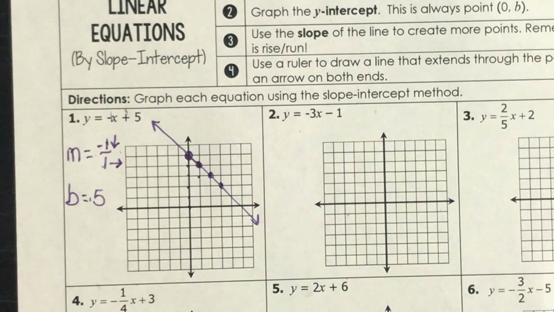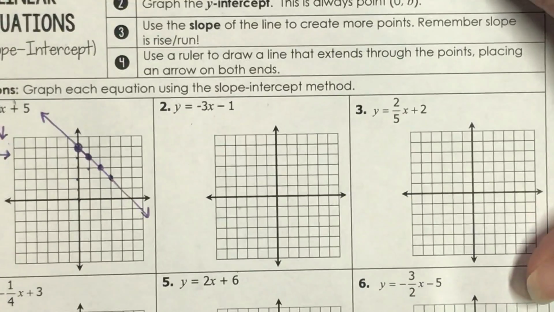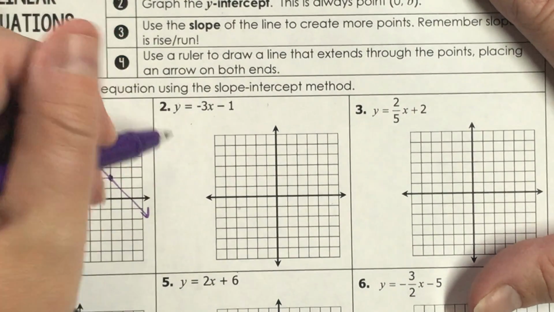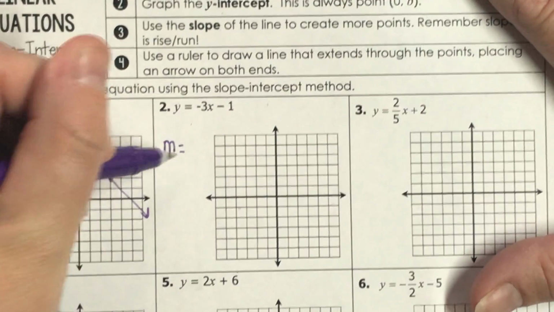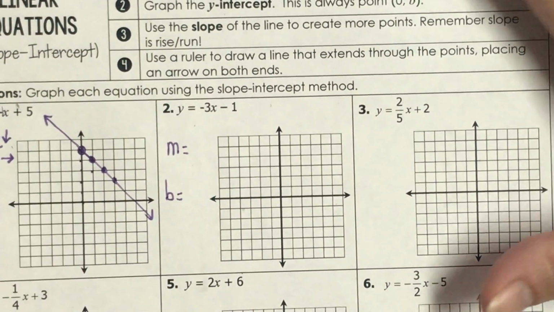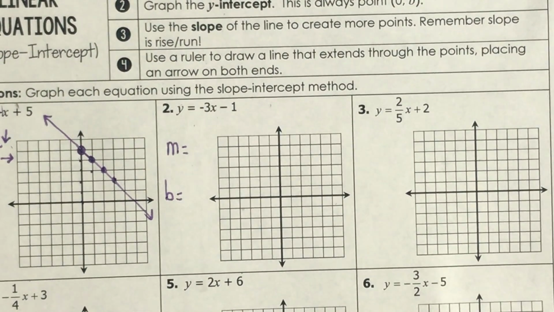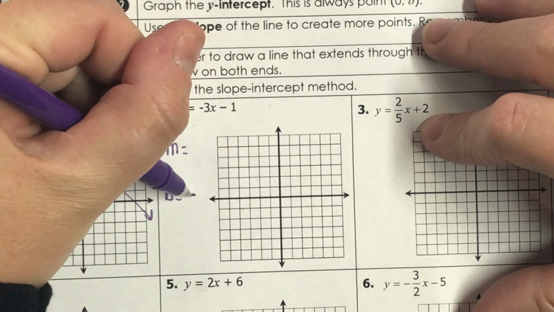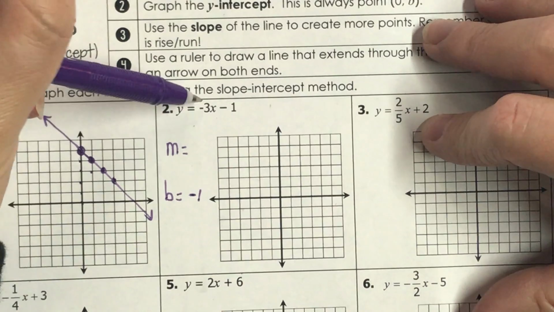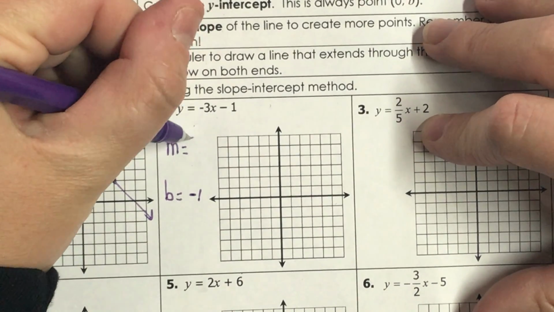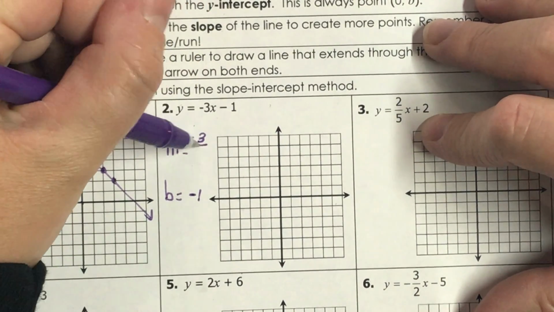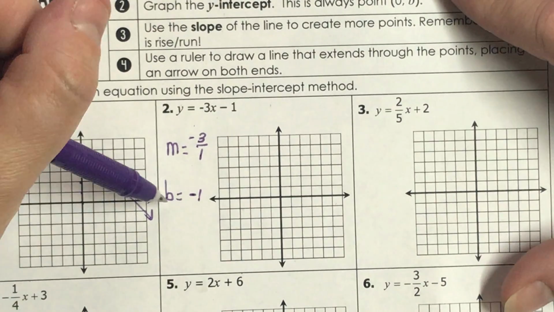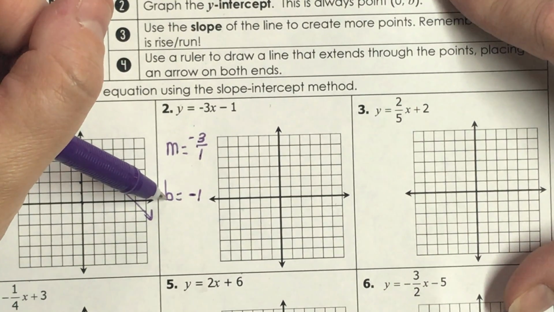Let's look at a couple more. Number 2. So we need to figure out what is the m, what is the b, what is your slope, what is your y-intercept. Y-intercept is whatever is being added or subtracted on the end, so it's a -1. Your slope is whatever's in front of x. It's a -3, and it's just a -3, so put it over 1. You always start at b. This is where you begin.